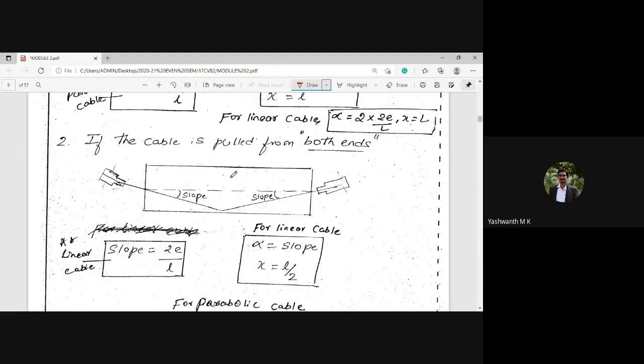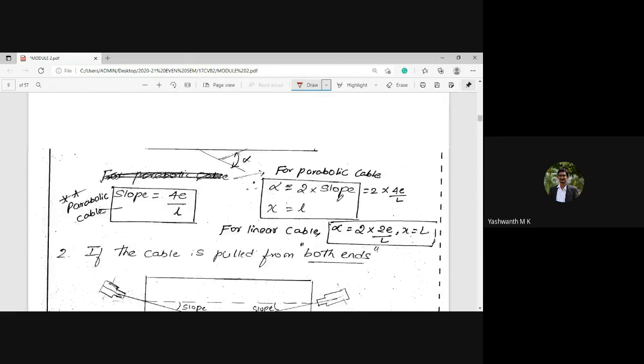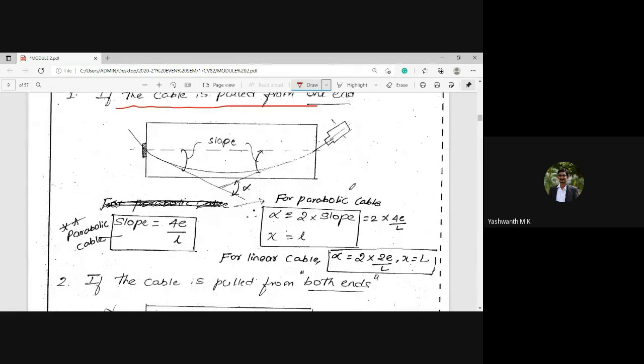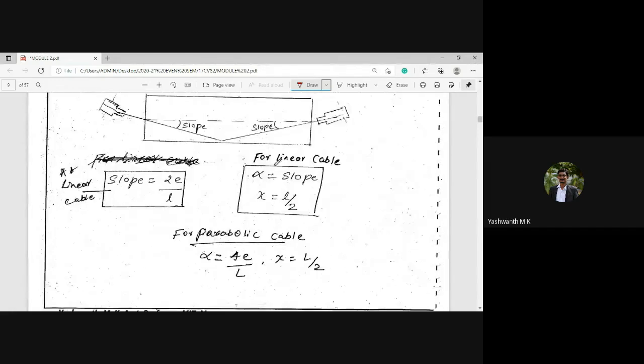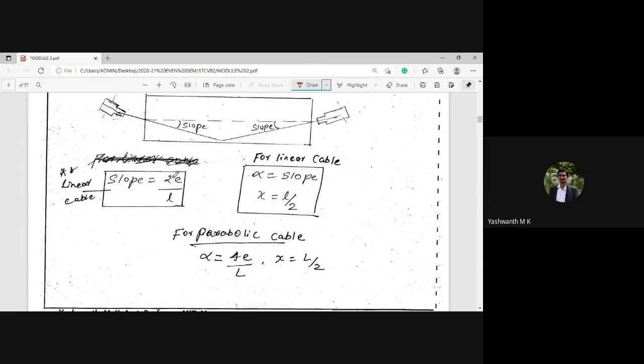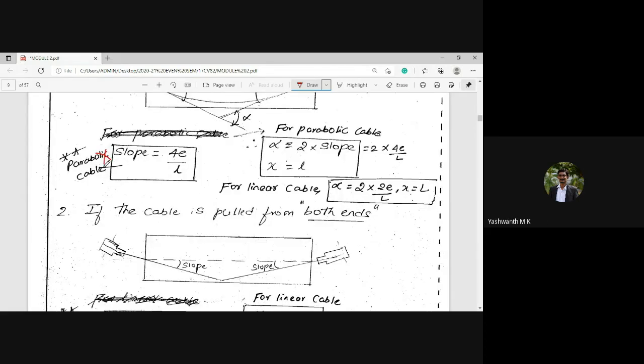For the same prestressing force and the same cable, if I am going to pull from both ends, whereas in the previous case I pulled from one end, please observe here that earlier I used a parabolic cable example, and here I can use the linear cable example. In both cases, if I pull from both ends, the slope formula is 2e by L. For one end it is 4e by L, and for this it is 2e by L. So please strike off this, as it is not a formula.